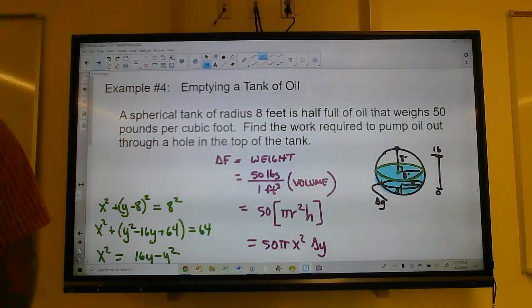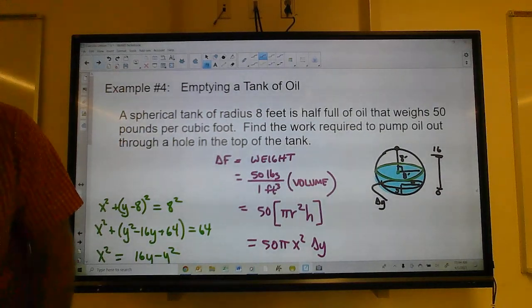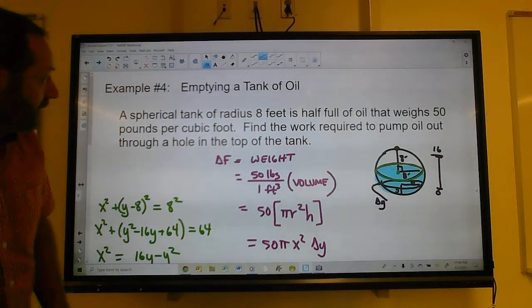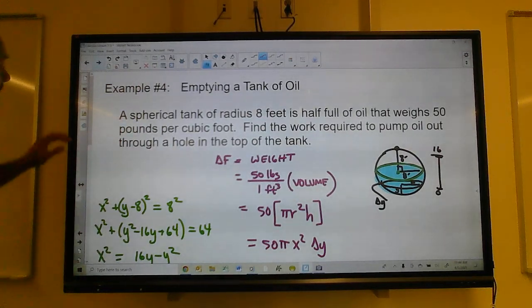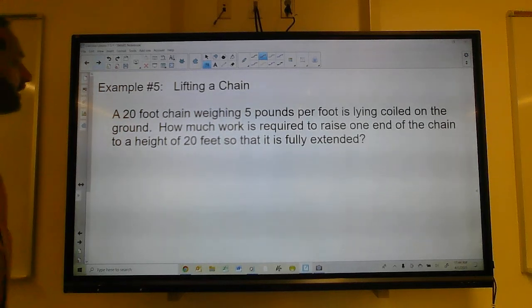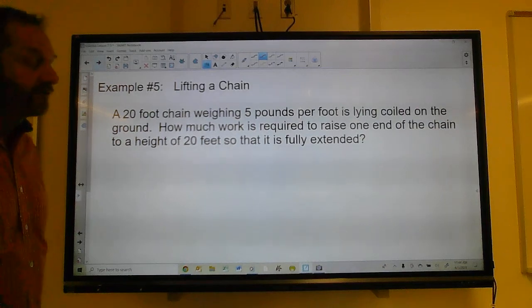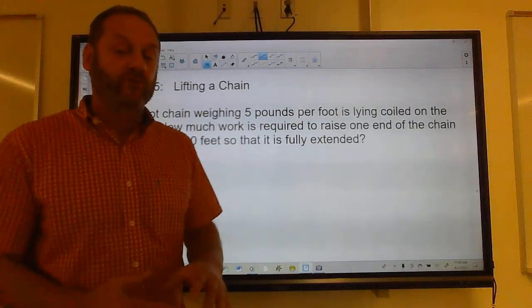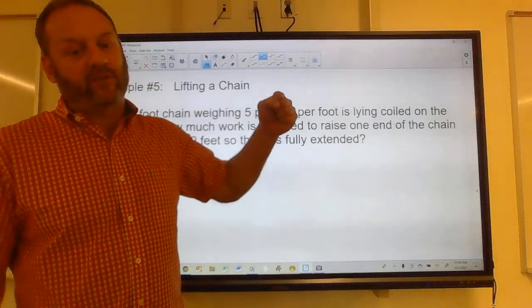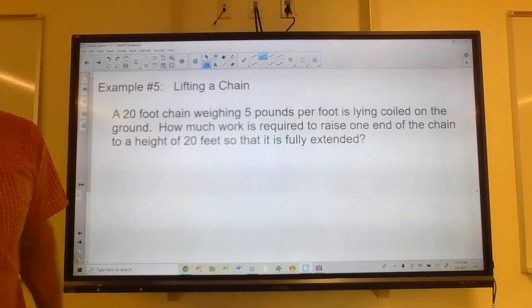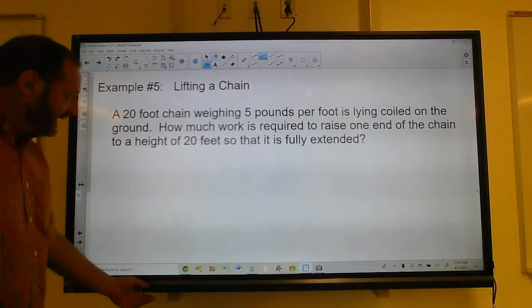Next example here. Lifting a chain. A 20-foot chain weighing 5 pounds per foot is lying coiled on the ground. How much work is required to raise one end of the chain to a height of 20 feet so it's fully extended? Okay, so if you've ever tried to do this, chains are super heavy. Pick up a chain, it gets harder and harder to lift because it gets heavier and heavier as you go.